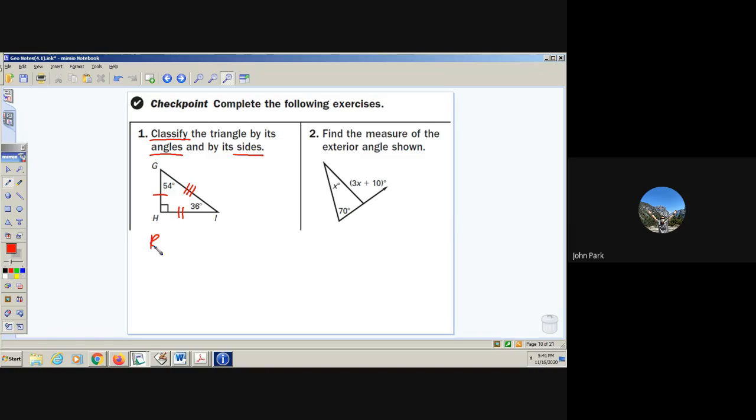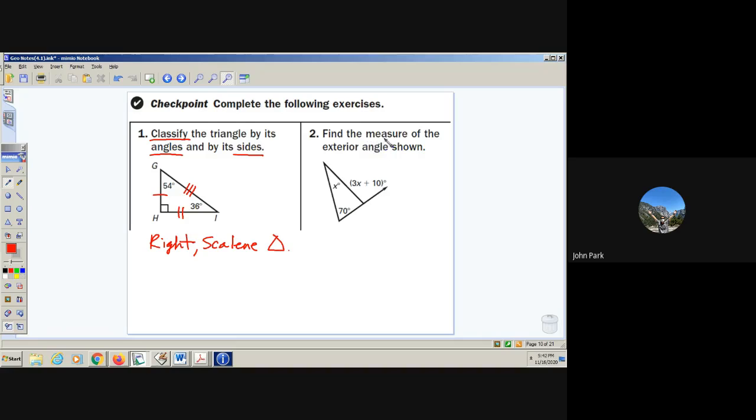So then this is a right and scalene triangle, because all the sides are different lengths, because all the angles are different. So this is a right scalene triangle. So you can have two names, one referring to the angle, one referring to the sides there, okay?